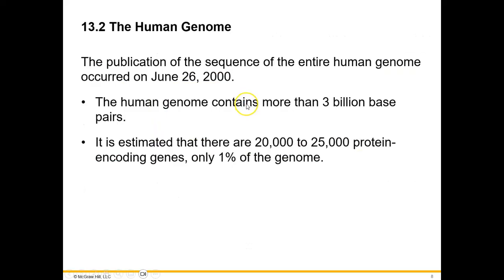The publication of the sequence of our entire human genome actually just came out in the year 2000 on June 26th. And the human genome contains a shocking more than 3 billion base pairs in the entire sequence. It's estimated that there are only 20,000 to 25,000 protein encoding genes. So of all those 3 billion base pairs, there are only about 20,000 to 25,000 genes that will code for proteins. And that comes out to just 1%, actually less than 1% of the human genome responsible for coding our proteins that we need.